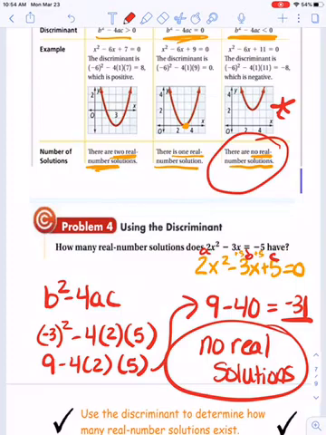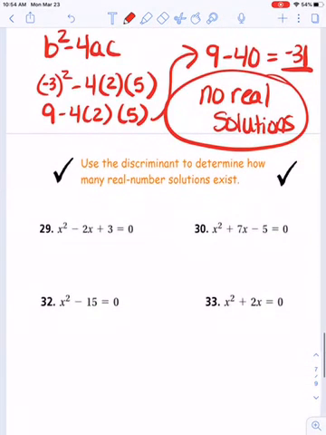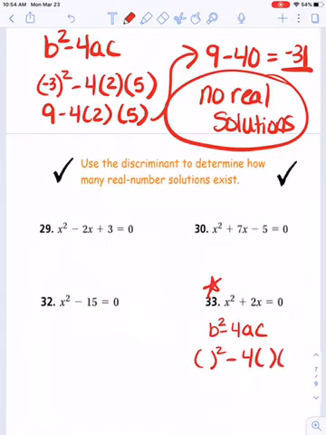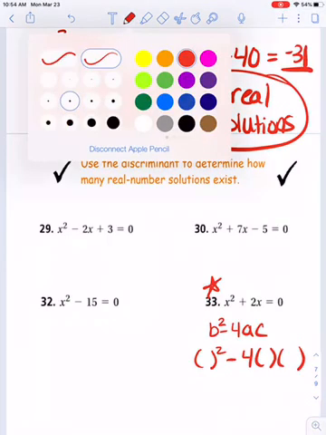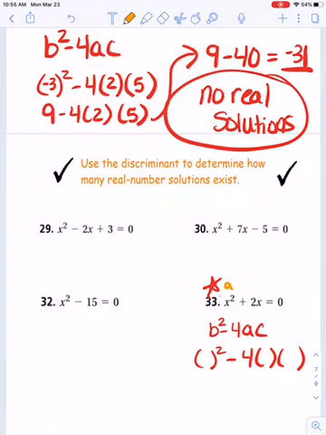One more of these just using the discriminant, and I think we'll call that good for today. Let's look at 33. Use the discriminant to determine how many real number solutions exist. Again, I just have to find b squared minus 4ac. That's the only part. I don't care what the solutions are, I just want to know how many I have. So labeling a, b, and c: a is clearly 1, b is 2. It looks like there's no c value, so c is just going to be 0.